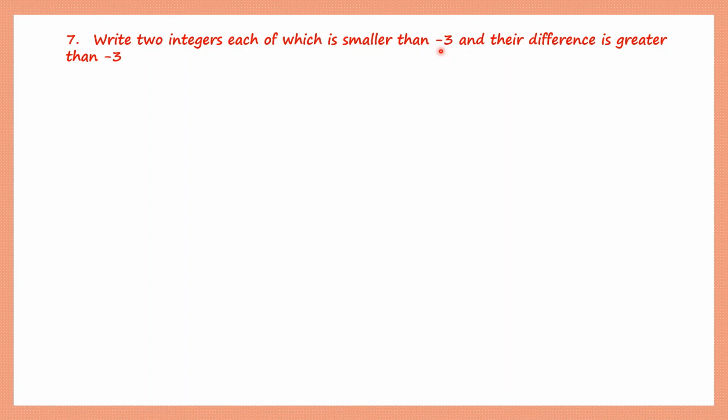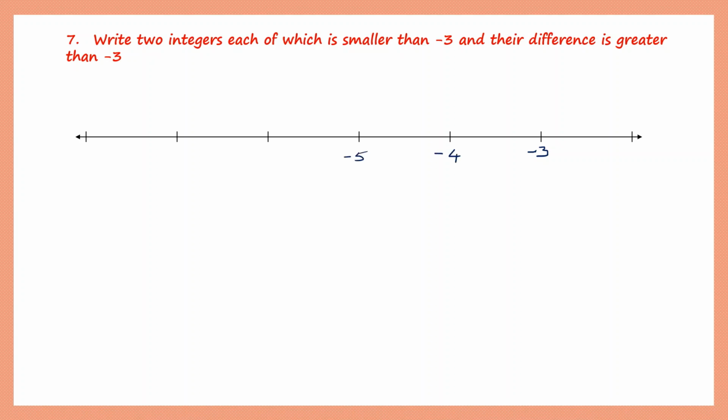Think of your number line. Now, if this is your number line, suppose I put minus 3 here. Now, think of two integers smaller than minus 3. Smaller means they will be on the left side of minus 3. So, minus 4, minus 5, these are all smaller. Minus 6, minus 7, minus 8, these are all smaller than minus 3. So think of any two integers here smaller than minus 3.